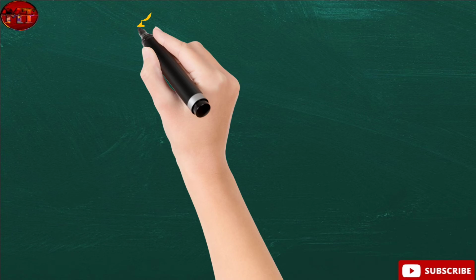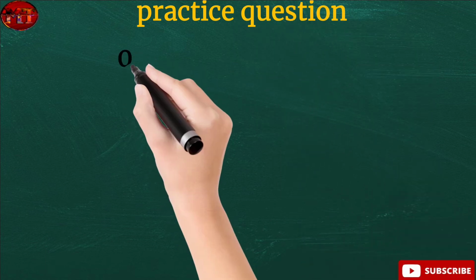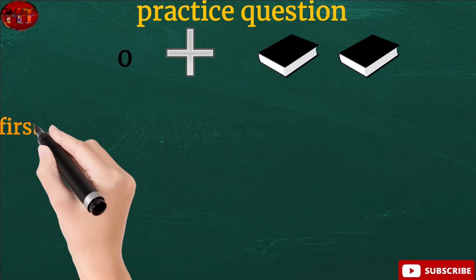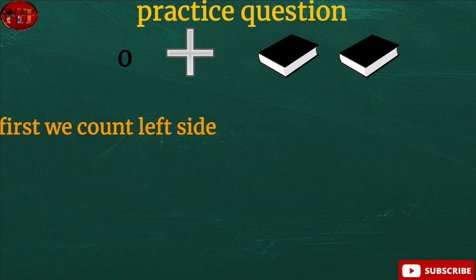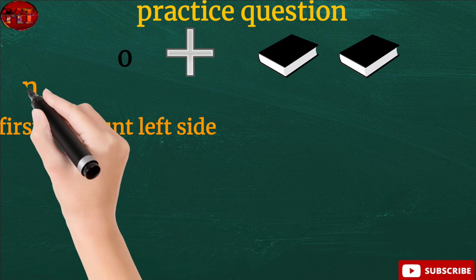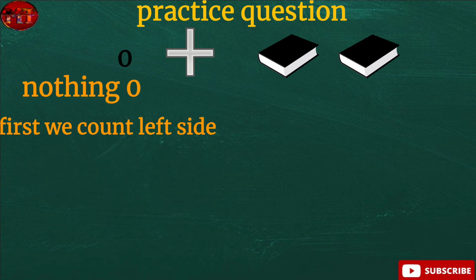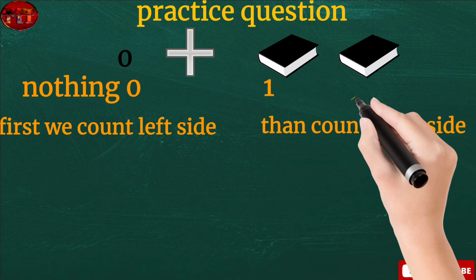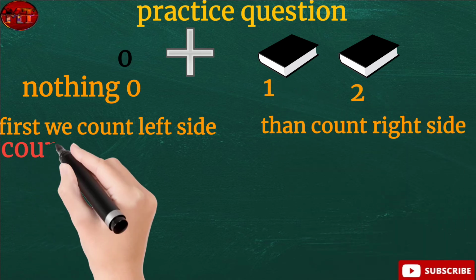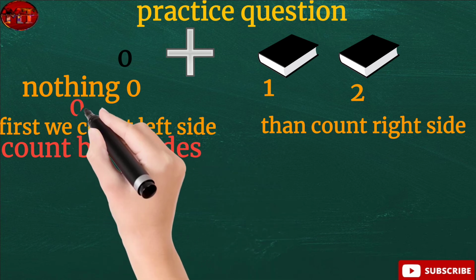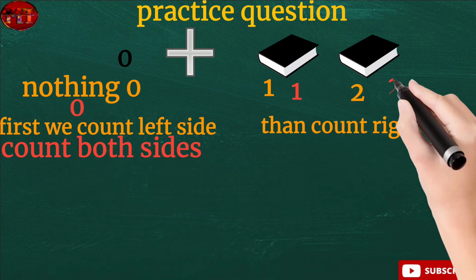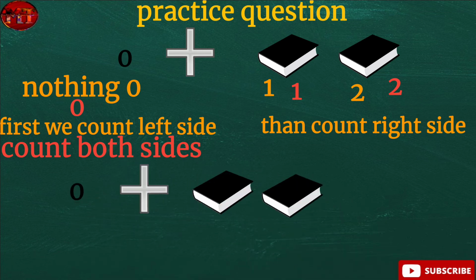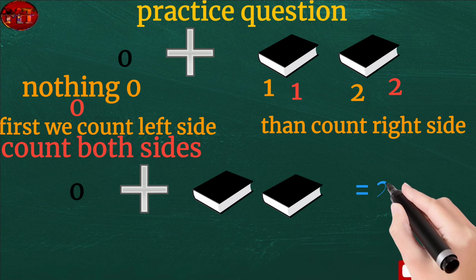Now practice question. 0 plus 2. First we count left side: 0. 0 means nothing. Then count right side: 1, 2. Now count both side: 0, 1, 2. So 0 books plus 2 book is equal to 2 book.